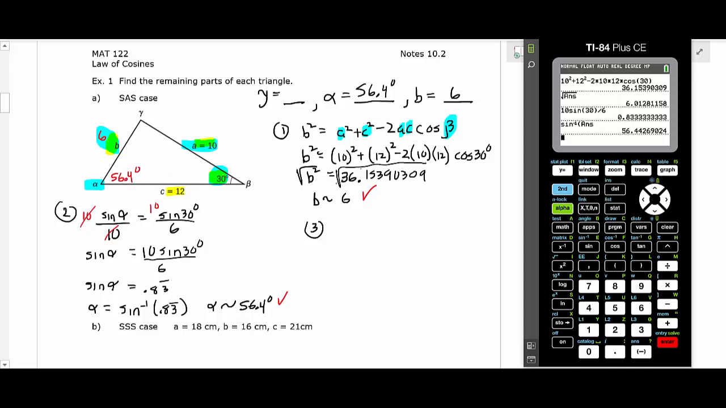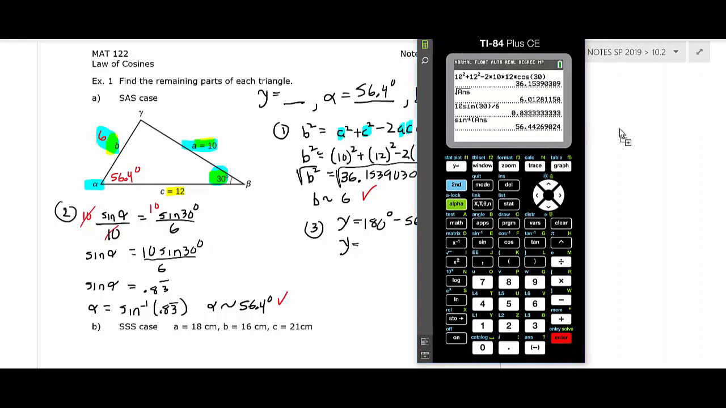All right, so how do I find gamma? Well, gamma, all I got to do is subtract those two angles from 180. So I take 180 degrees minus 56.4 minus 30, and then that'll give me the answer to what gamma is then. Okay, I'm going to slide this over the side here.